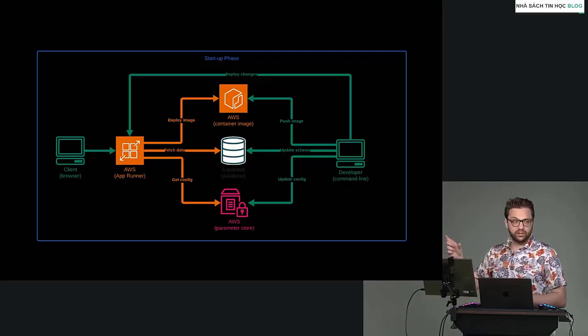So now we've got two pieces, right? So we've got AppRunner, and we know that we need a container image. What about a database? Okay, so here's the fun part.